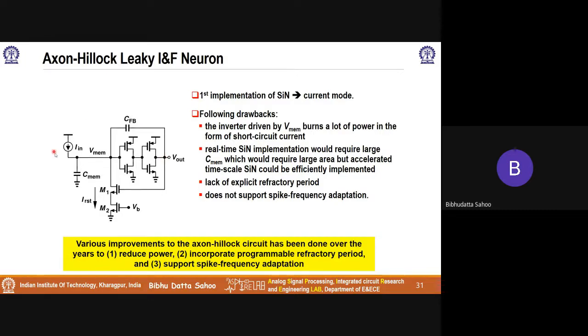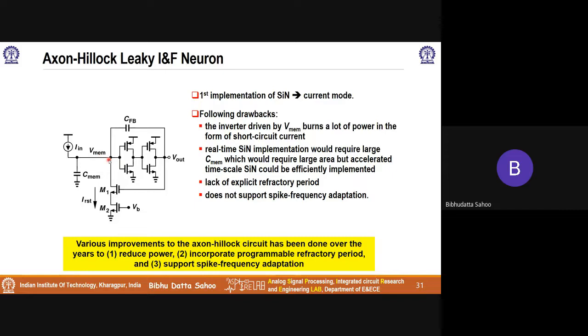So you are integrating onto this membrane capacitor. Once you have integrated and reached a certain voltage, you fire the neuron, you get a spike. That spike turns on this feedback circuit and discharges this, and therefore it is called an integrate and fire neuron.